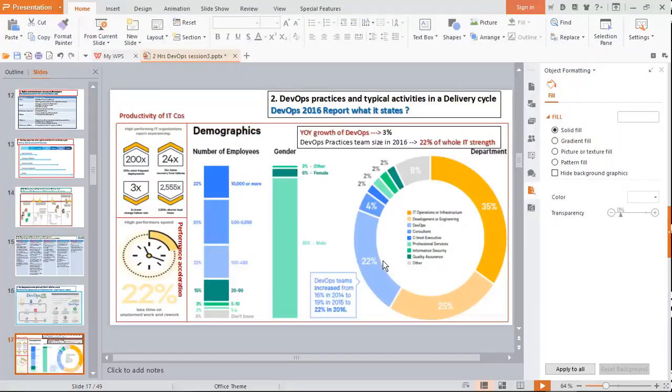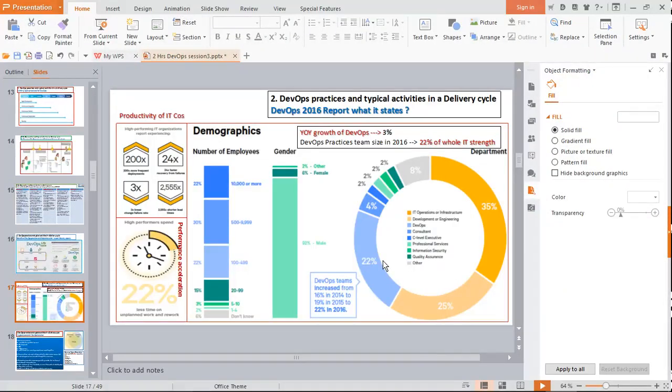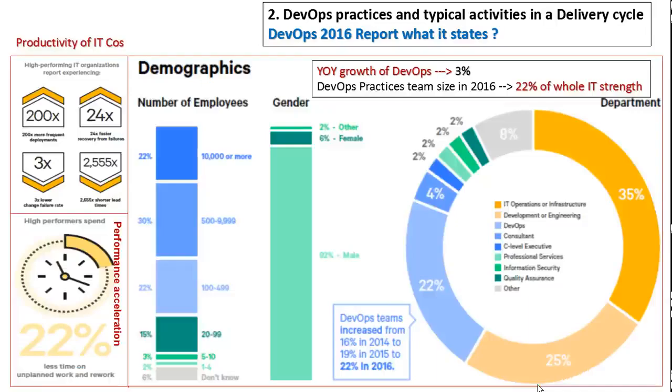Now we'll see the 2016 report also, which I have pulled from the web. What it states: year-on-year growth for DevOps is 3%, and the DevOps team size in 2016 is increased. The DevOps team within the IT strength is 22%, and if you see here, the DevOps team increased year on year. If you see 2014, 15, 16, 3% we have seen here from this report.